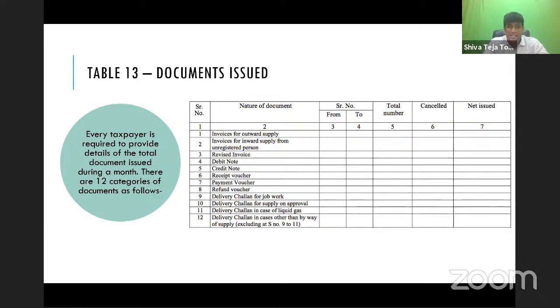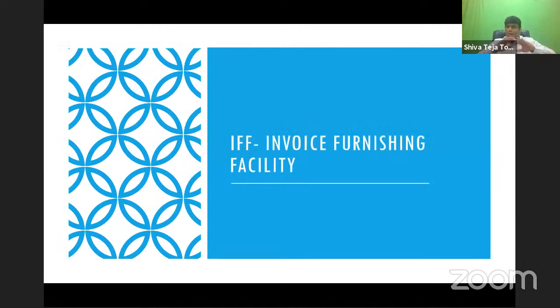This is all about GSTR1, where we give all the details related to outward supplies: B2B, B2C, credit note, debit note, advance received, advance adjusted, HSN summary, and table 13, documents issued. Then finally, IFF, invoice furnishing facility. This concept I already told you is only in case of the QRMP scheme, quarterly return monthly payment scheme. In simple terms, let me explain this to you first. Then I'll show you the presentation.